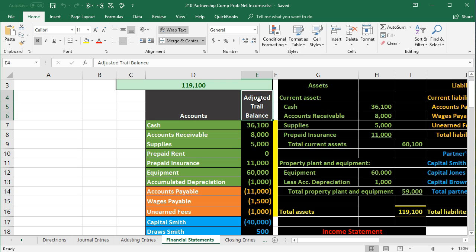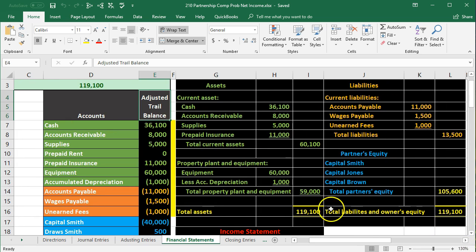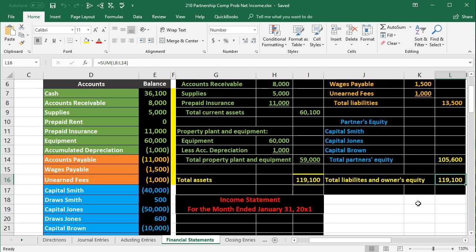We are moving our adjusted trial balance into the financial statements. In the last presentation, we finished up the balance sheet, and we are in balance. We're going to move on to the income statement now and calculate net income, being the bottom line of the income statement.